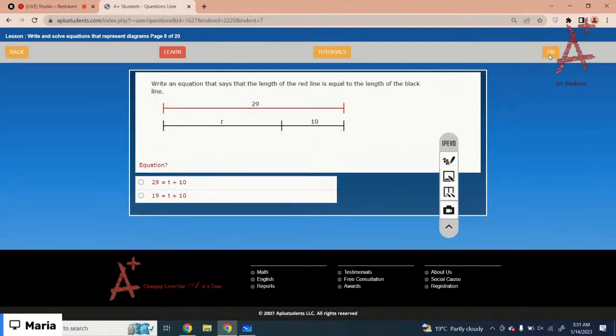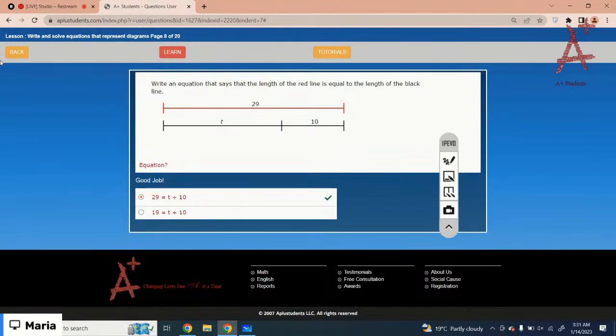Okay, write an equation that says the length of the red line is equal to the length of the black line. So which option is the correct one? It is 29 equals d plus 10. Got it?